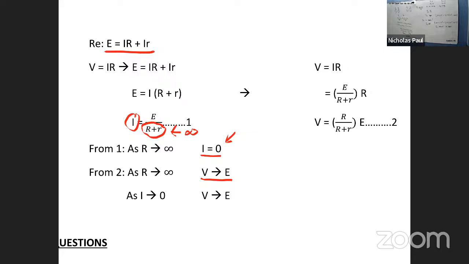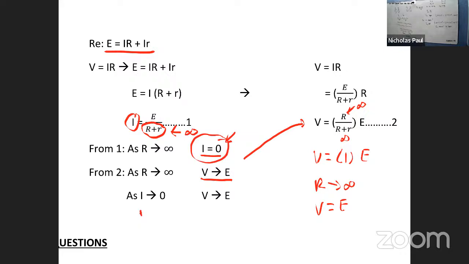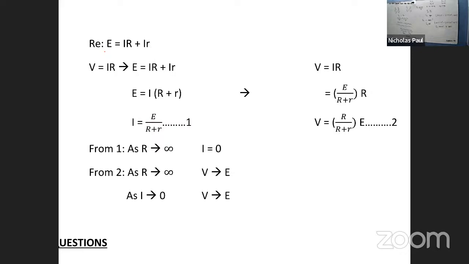If I were to plug in infinity here and infinity here, technically they'll cancel and you'll get one. So it means when R goes to infinity, V is equal to E. In short, when I goes to 0, V goes to E. E is EMF and V is terminal V. Are you okay with that? Let's try some small questions now.